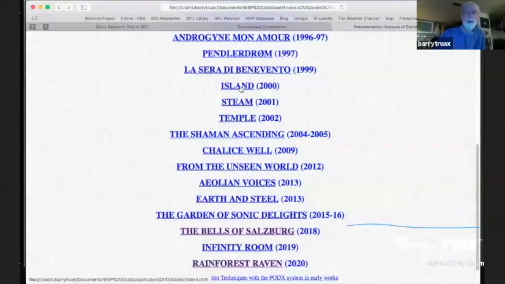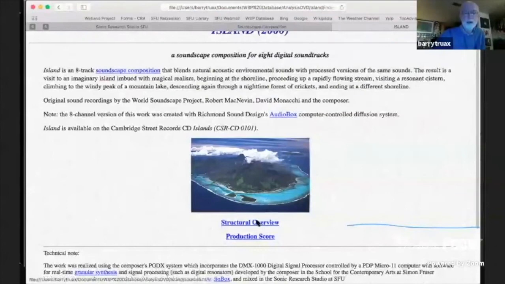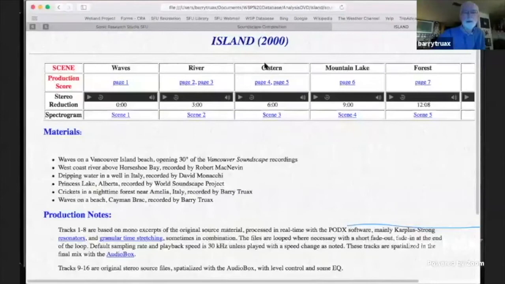Shortly after that, the piece Island constructed an overview of a visit to an imaginary island with these six scenes to it. And they involved having highly realistic sounds, just like the Copenhagen ones, but combined simultaneously with the processed ones.